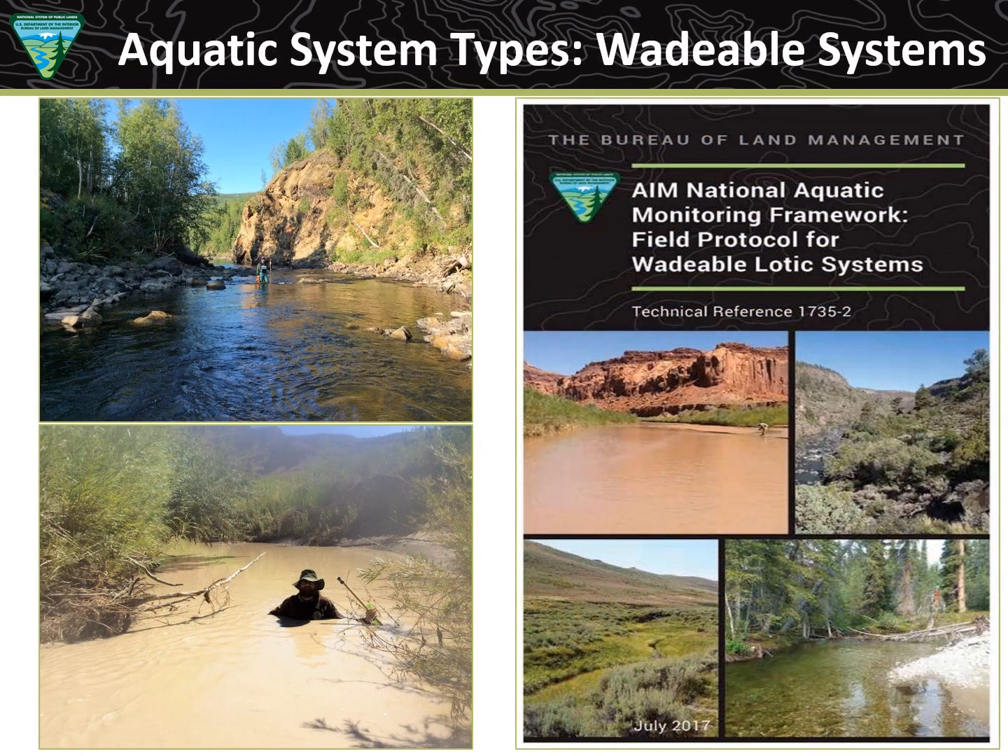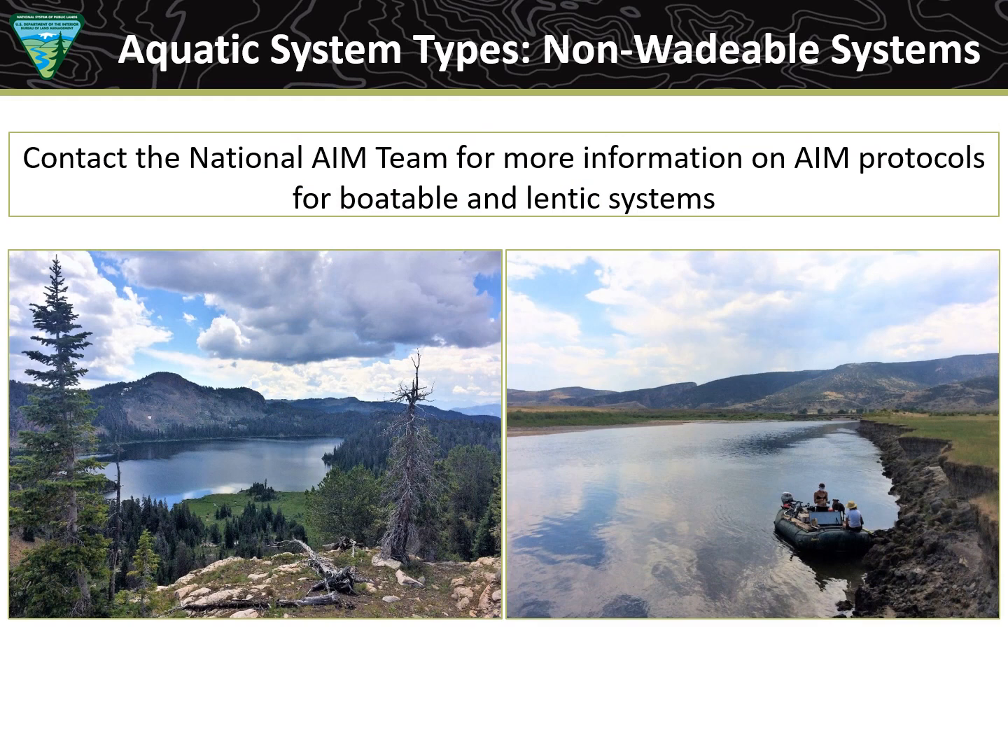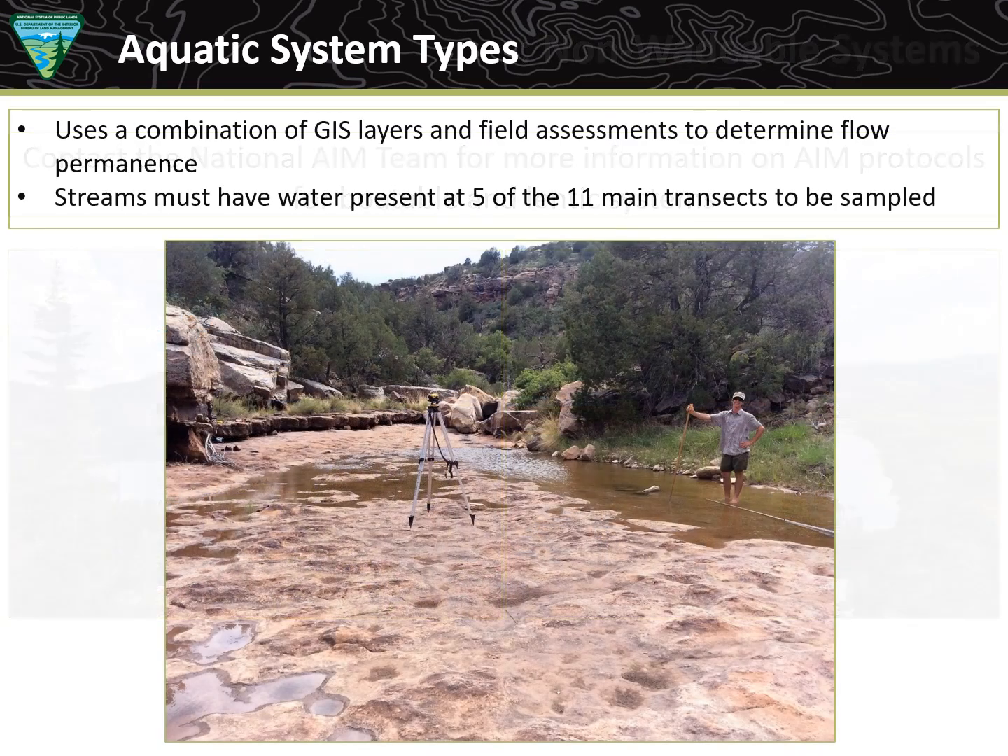The Aquatic AIM Protocol covered in these videos, TR 1735-2, is focused on sampling wadeable Lotic systems. For more information on how to sample other systems, such as Lentic or those that require a boat, please contact the National AIM team. The Lotic AIM Protocol uses a combination of GIS layers and field assessments to determine flow permanence. In the field, streams must have water present at 5 of 11 main transects to be sampled.